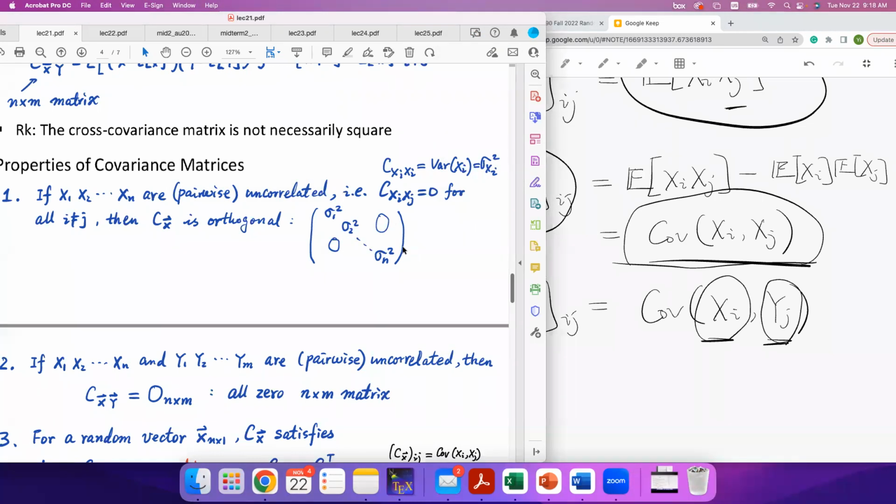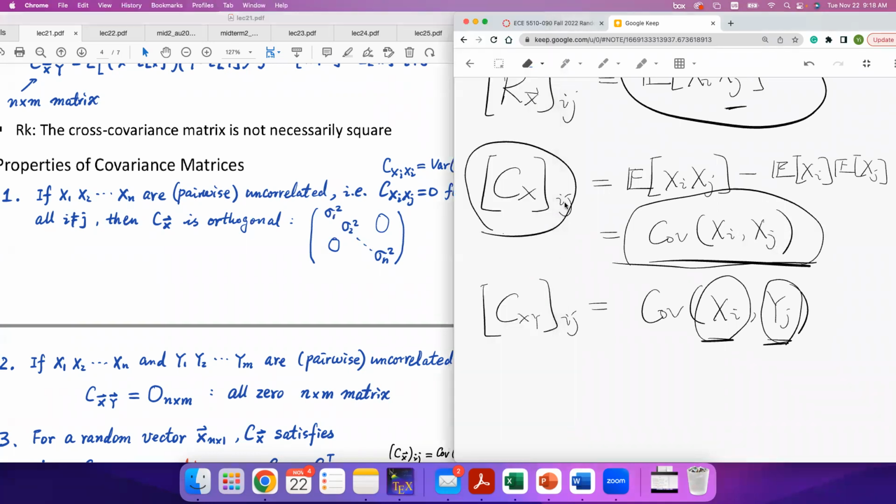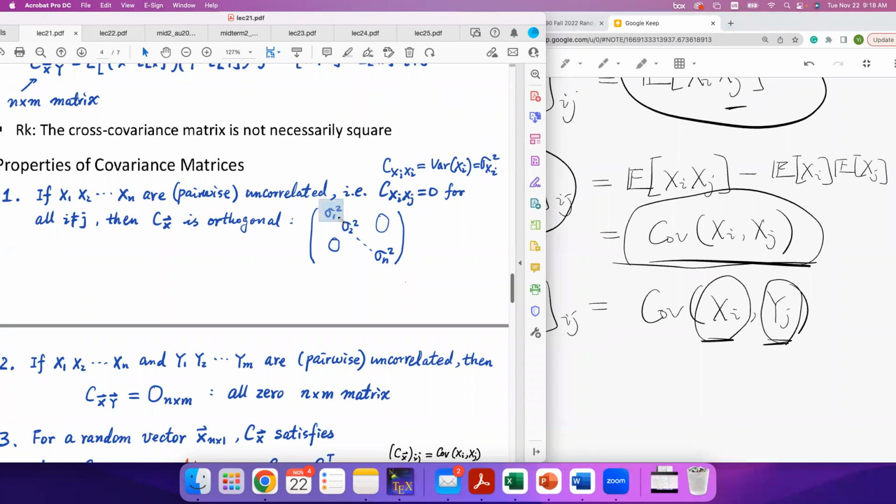The only special case are those entries that lie on the diagonal. This happens when i and j are equal, and in that case, we're looking at the covariance between xi and xi itself. That is essentially the variance of this random variable. So basically, this one is the variance of x1, which we denote as sigma 1 squared. And this is the variance of x2. And this is the variance of the last random variable.